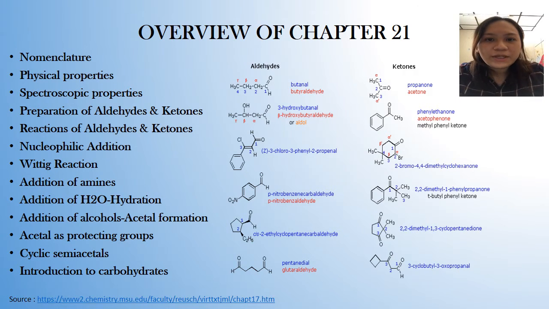For the overview of chapter 21, we have learned the nomenclature of aldehydes and ketones, physical and spectroscopic properties, the preparation of aldehydes and ketones, and the reactions of aldehydes and ketones. The nucleophilic additions include the Wittig reaction, addition of amines, addition of water, addition of alcohols, acetals as protecting groups, cyclic hemiacetals, and also some introduction to carbohydrates.